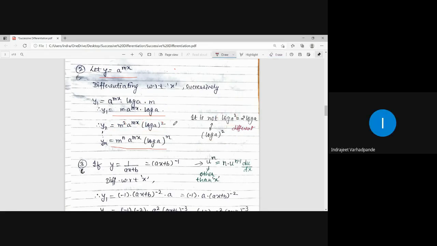So the nth derivative is generated very clearly, very easily. So whenever it is other than x, you treat it as u.